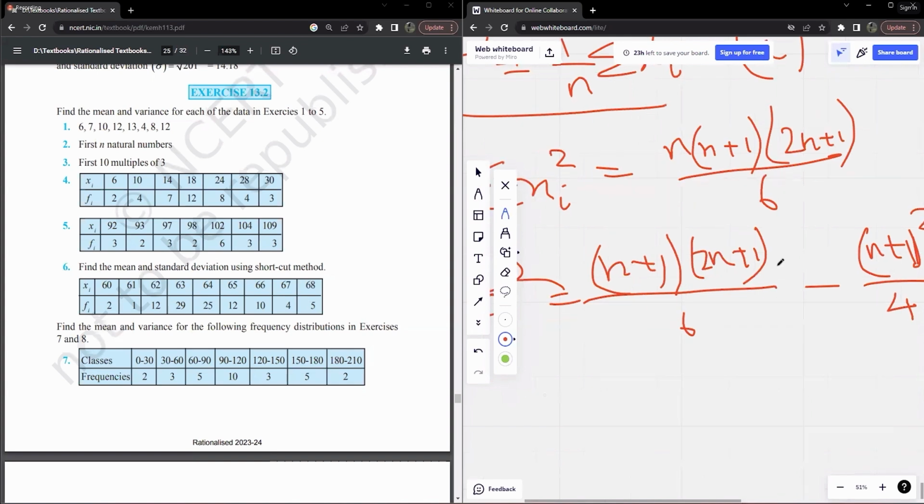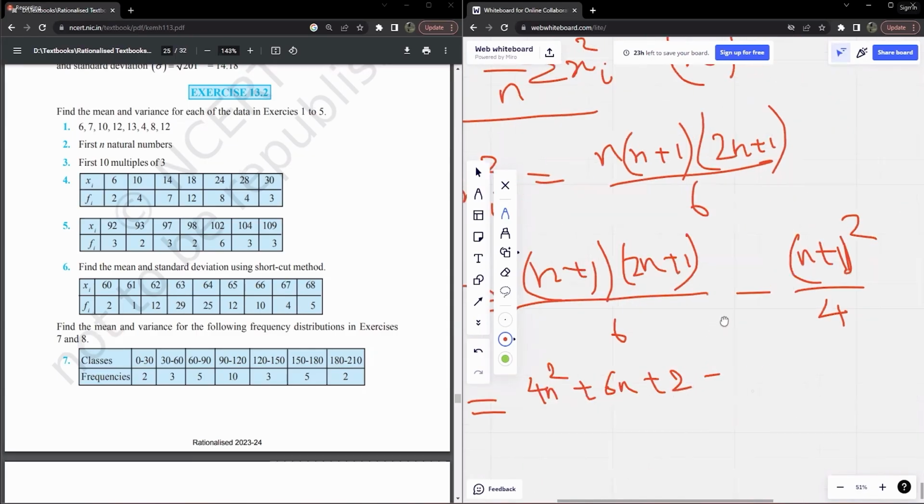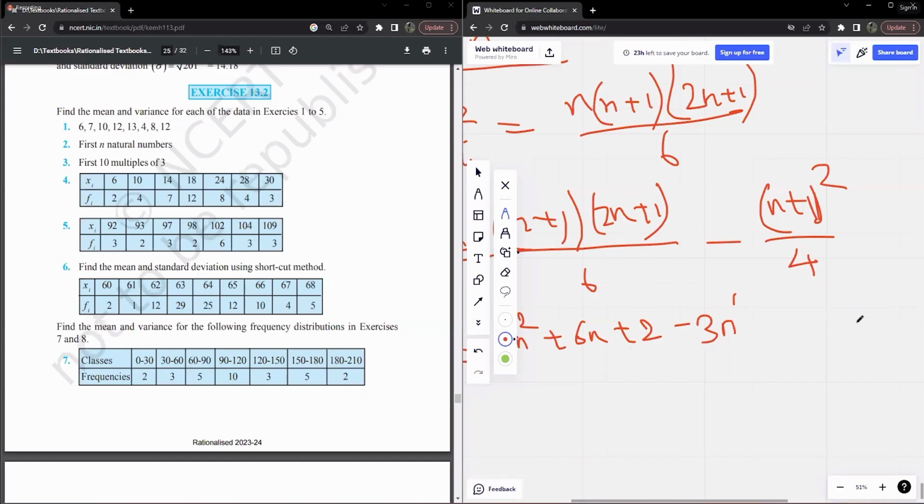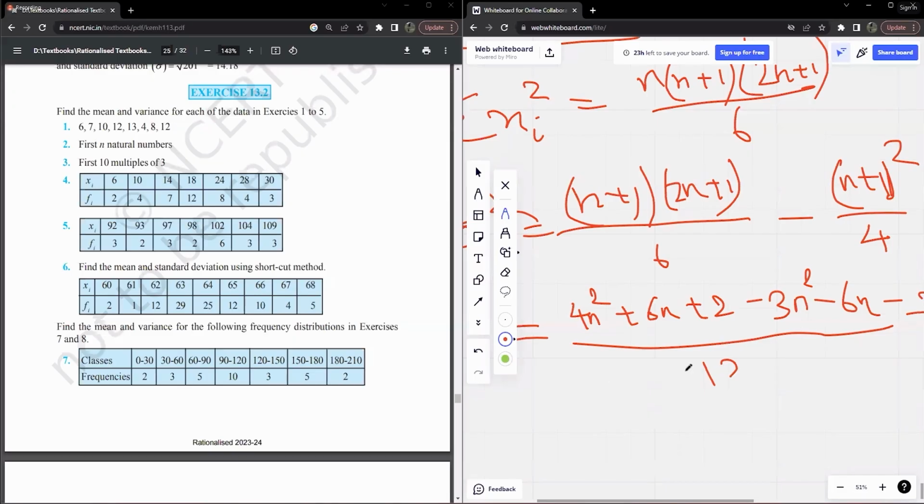if this is 2n square plus 3n plus 1, multiplying this by 2, I'll get 4n square plus 6n plus 2 minus, this is n plus 1 the whole square and 3, right? So this is 3 times n square plus 2n plus 1, which is 3n square plus 6n plus 3, divided by 12. 3n square cancels out to give 1n square. 6n and 6n get cancelled, and this is going to be a minus 1. So we are basically left with n square minus 1 divided by 12.